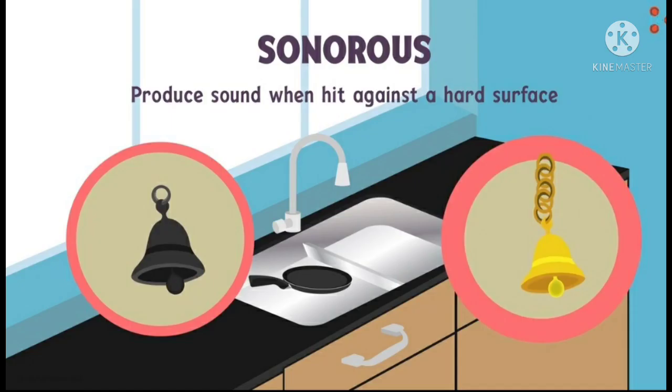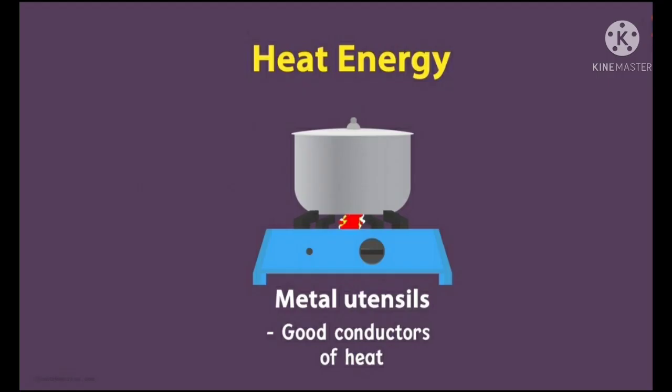Next property is sonorous. Children, what happens when we strike a metal on a hard surface? Can you hear a sound produced by metal? Yes. This is another property of metals. We call metals sonorous, meaning they produce sound when hit against a hard surface. School bells, church bells, bells in temples, all these are made up of metals.